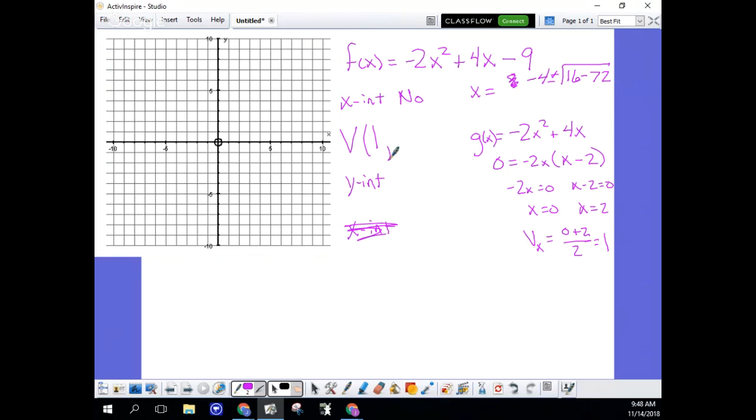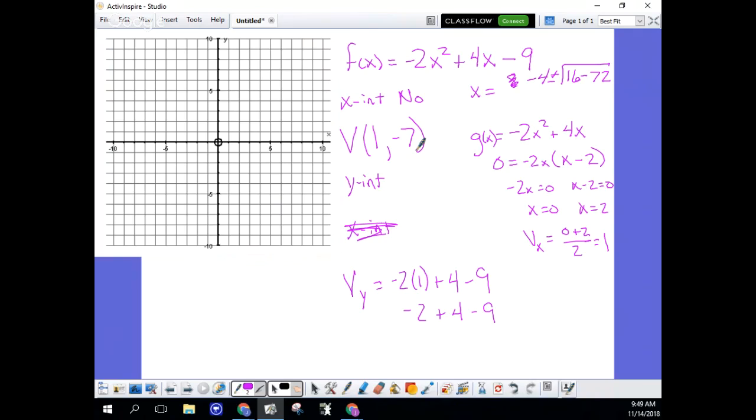And now I'm going to come up here and plug that back in. So let's see. Vy comes from negative 2 times 1. 1 squared is 1. Plus 4 times 1 is 4. Minus 9. So let's see. Negative 2 plus 4 minus 9. So negative 2 plus 4 is 2, minus 9 is negative 7. All right. So negative 7 is our Vy.